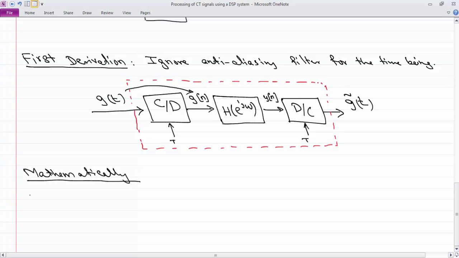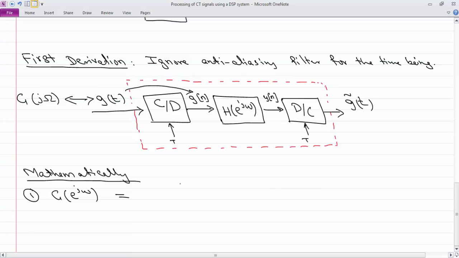So let's look at the first step. What are the frequencies in g[n]? They are given by G of e to the j omega, and if this continuous time signal has frequencies G of j omega, how are the two related to each other?